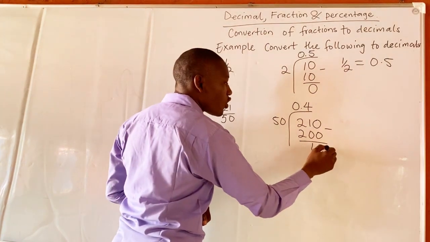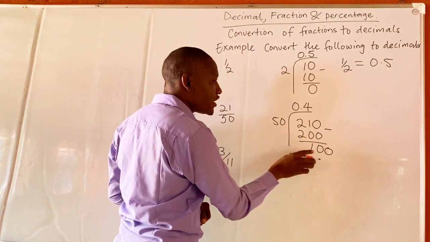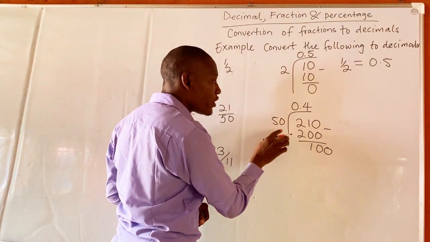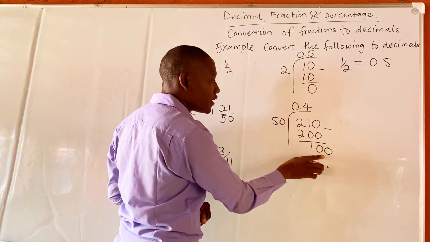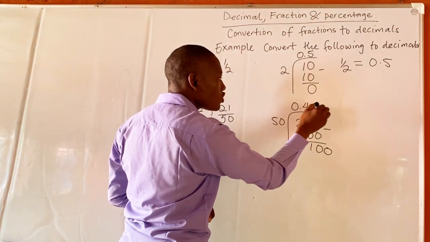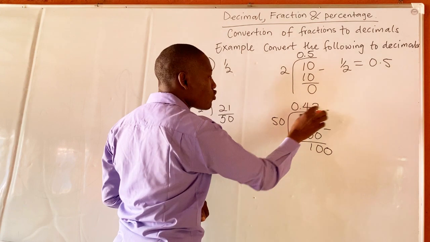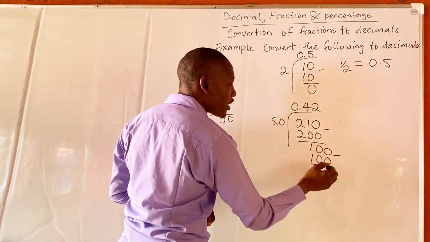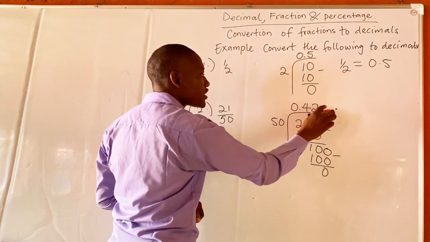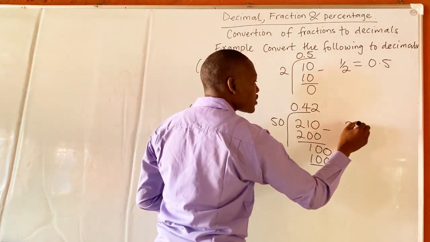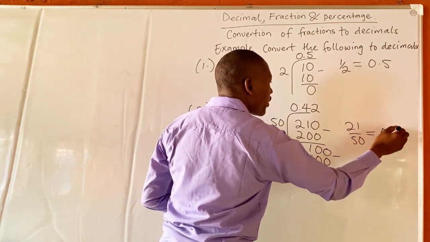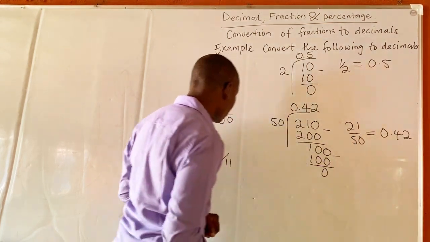Now, we add 0 again. Since we don't have any 50 inside 10, we now ask ourselves, how many 50 do we have in 100? We have 2. Now, 2 multiplied by 50 is 100. Now, 100 minus 100 is 0. And this is our final answer. It shows that 21/50 is equal to 0.42.